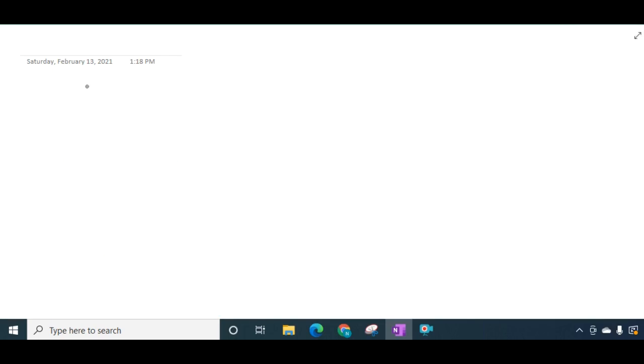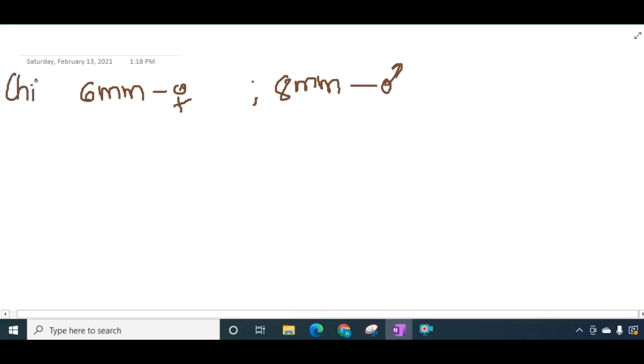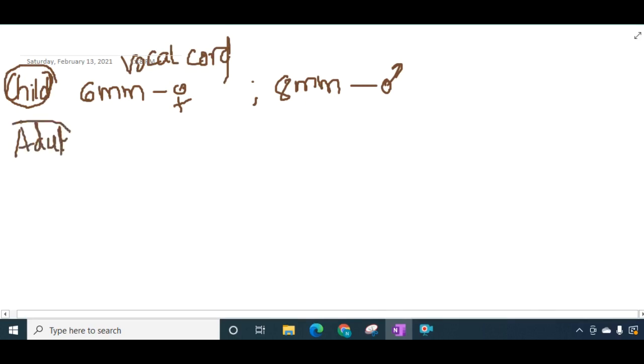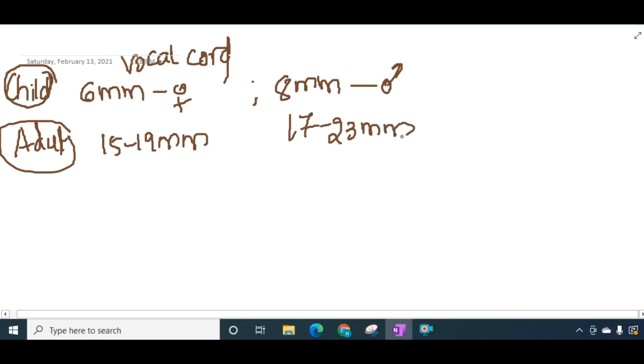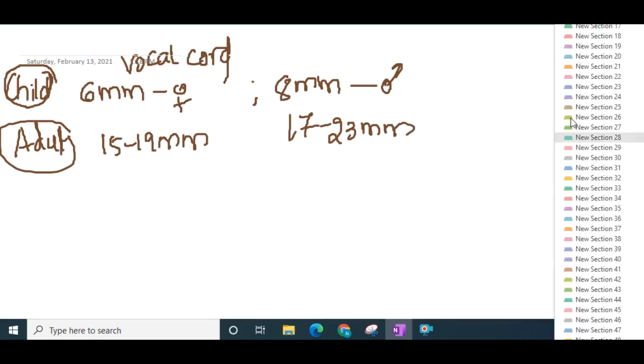In childhood, the vocal cord is 6 millimeters in females and 8 millimeters in males. But in adults, it is 15 to 19 millimeters in females and 17 to 23 millimeters in males. So these are the main things you see in the larynx.